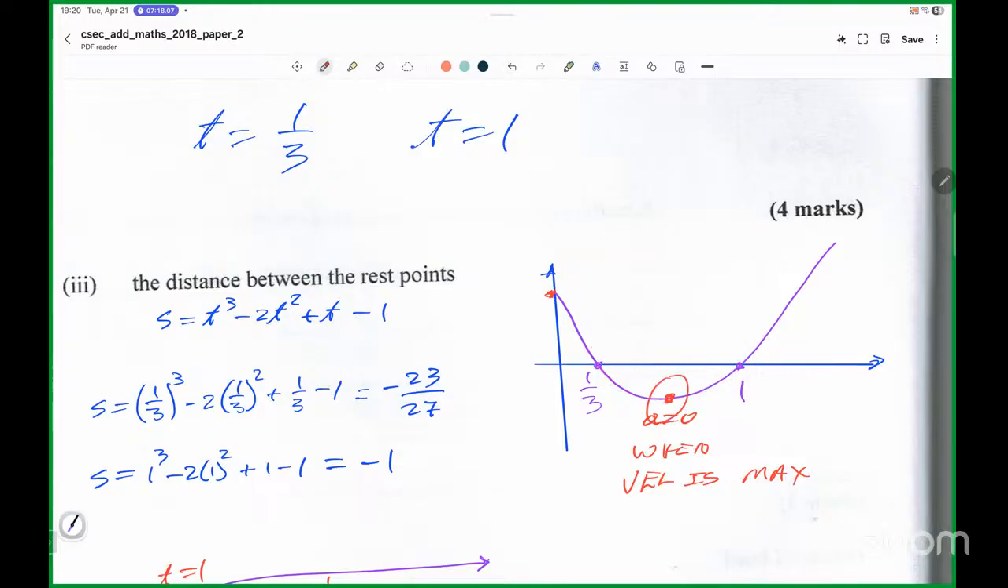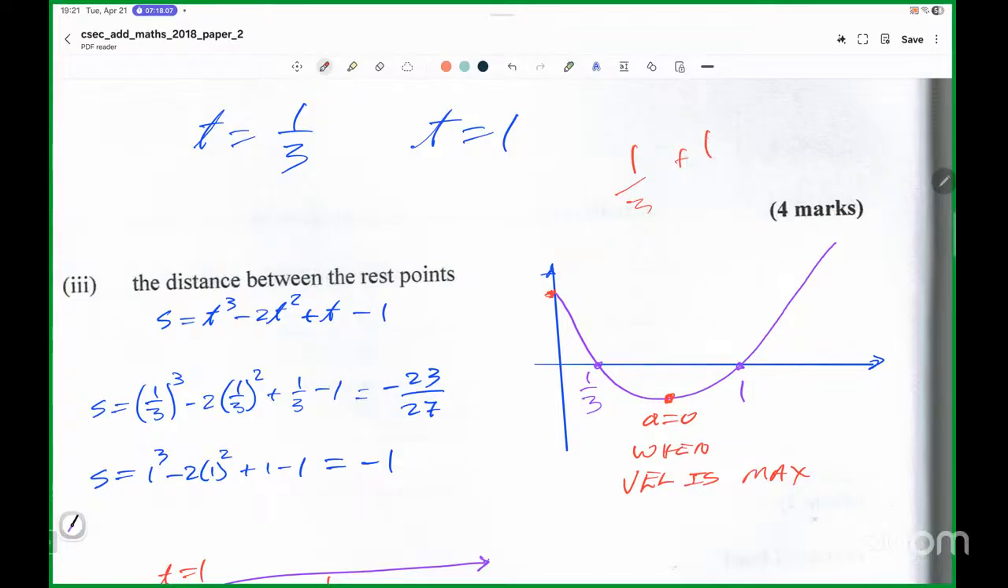So the t value here is the average of these two. So it's the average of 1/3 and 1. This point is right in between 1/3 and 1. Because remember, your axis of symmetry will pass through this line. It divides this equally. So the time is the average of 1/3 and 1. So you could work it out that way. But if you calculate it by putting the acceleration equals 0, you're going to get the same thing. So I can tell you from now that it is the average of 1/3 and 1.